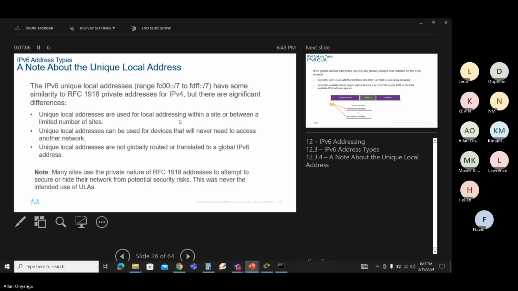Very, very important. So they are equivalent to the private IPv4 addresses, but there are some significant differences. One, these unique local addresses are used for local addressing within a site or between a limited number of sites. A site is just a network. Within a network or between a few sites or a few networks. They can be used for devices that will never need to access the internet or another network. Then they are not globally routable or translated to global IPv6 addresses. You know, private addresses using NAT can be translated to public, isn't it? But these ones cannot be translated. So those are just a few differences that these ULAs, unique local addresses, have with the global ones. So FC or FD, that is your ULA.